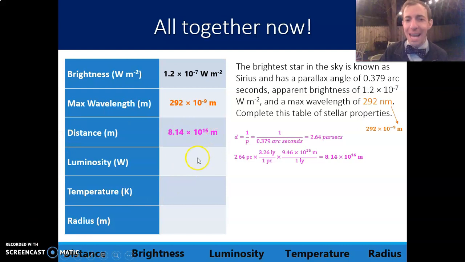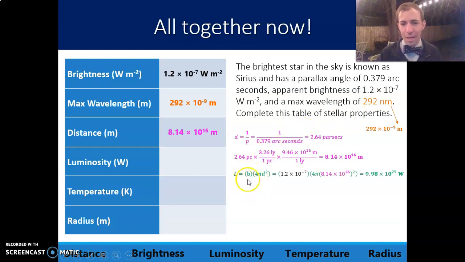Next, we want to find the luminosity. Luminosity is related to brightness and distance. So if we know the brightness, we can find the luminosity as long as we know how far away it is. Because until we know a distance, we don't know if it's a really, really luminous object that's far away or a dimmer object that's closer to us. So brightness alone isn't enough. We need distance as well. But now we have distance.